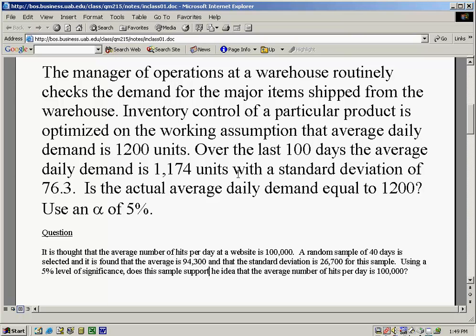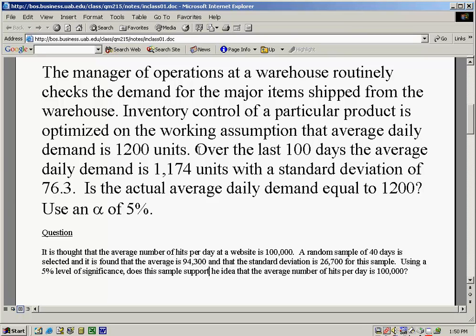The manager of operations in a warehouse routinely checks the demand for the major items shipped from the warehouse. Inventory control of a particular product is optimized on the working assumption that average daily demand is 1,200 units. Over the last 100 days, the average daily demand is 1,174 units, with a standard deviation of 76.3. Is the actual average daily demand equal to 1,200? Use an alpha of 5%.